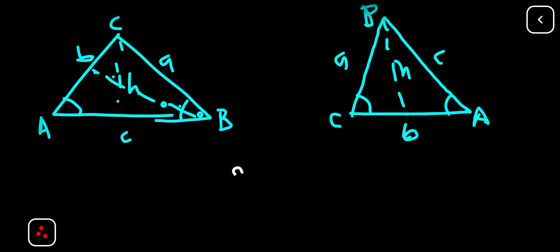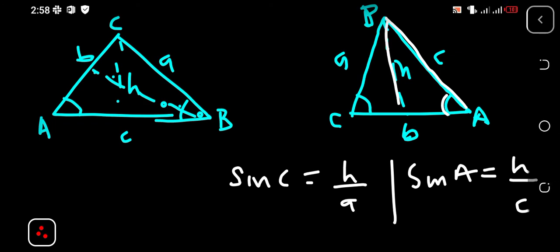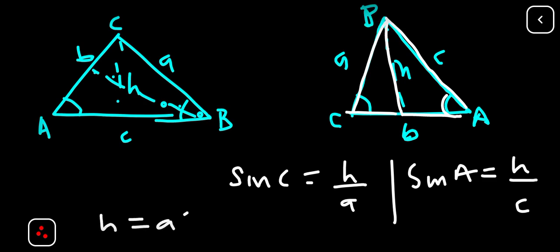So if you now find the sine of C, you know that is the opposite over the hypotenuse, which would be H over A. So also sine A, which we know is equal to the opposite H over the hypotenuse C. This is the hypotenuse for angle A, because this is now the new triangle for angle A, and this is another triangle for angle C. So if you cross multiply here, you have for sine C, H is equal to A sine C, and for sine A, we have H is equal to C sine A.